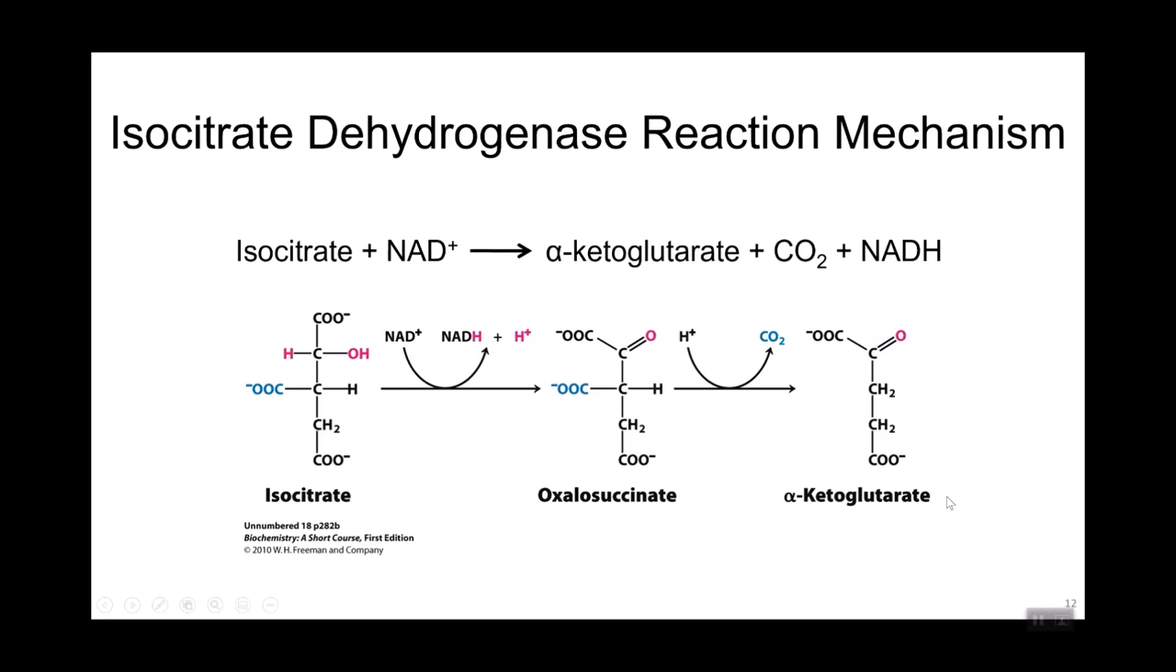Now, this final product, alpha ketoglutarate, this molecule should sound a bit familiar, even look a little bit familiar to you, because it's actually just glutamate, that amino acid that we learned about, where we've got a carbonyl instead of an amine on this alpha carbon. So this is just one way you can get amino acids into the citric acid cycle.